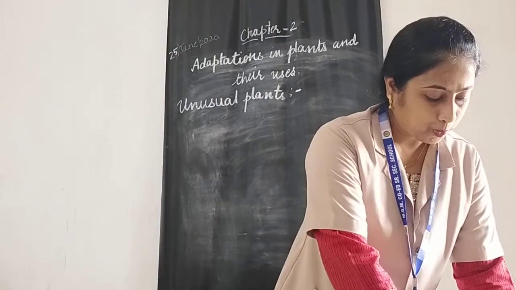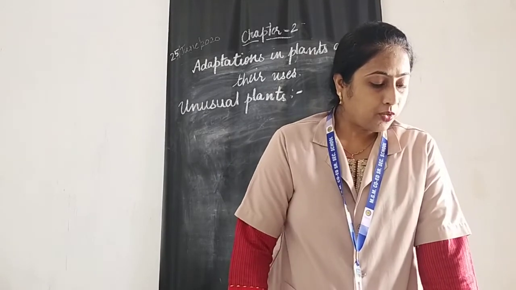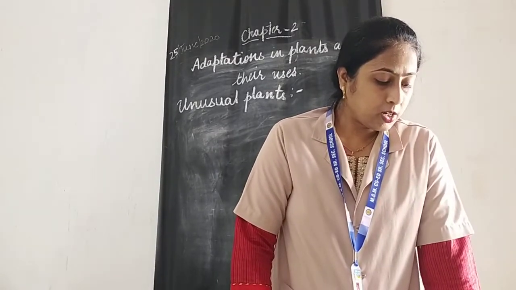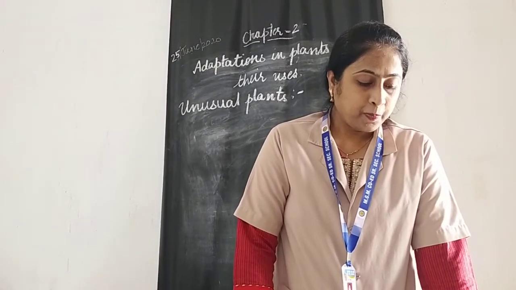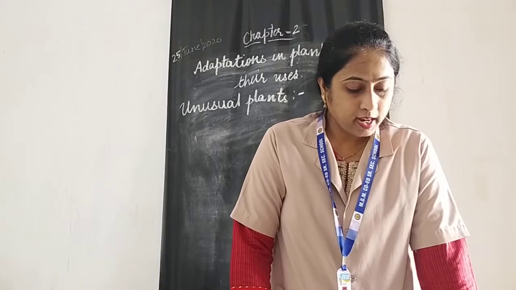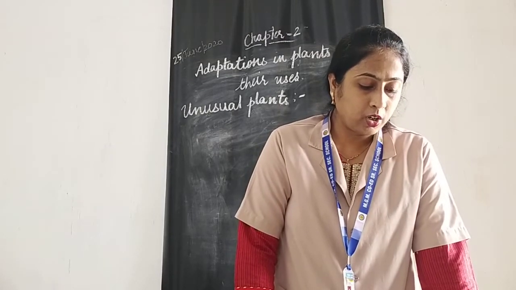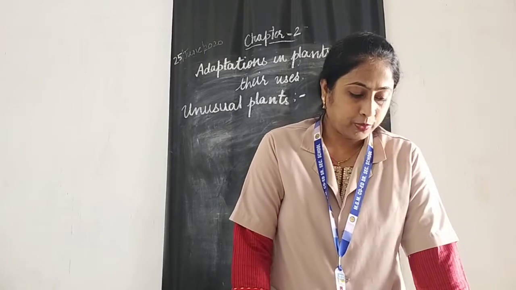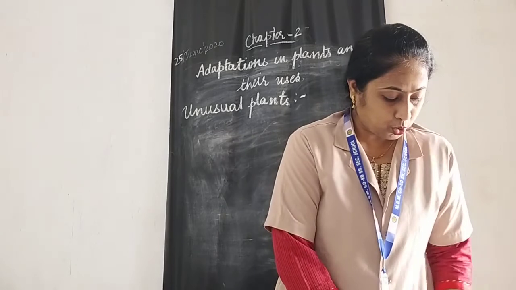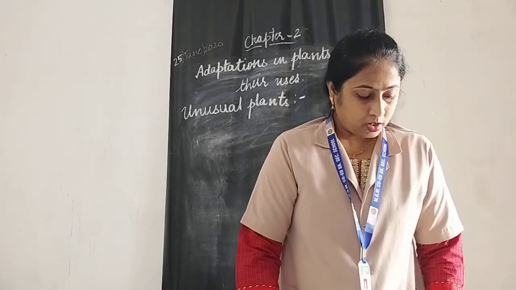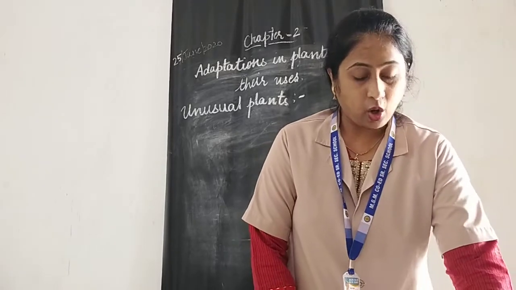Sundew plant. It traps insects on the deadly hairs that cover its leaves. The sticky drops at the end of the hair kill the insect. These plants catch insects, digest them and use the nutrients for their normal growth. That's all for today. Now we will do the activity that is given in your book.